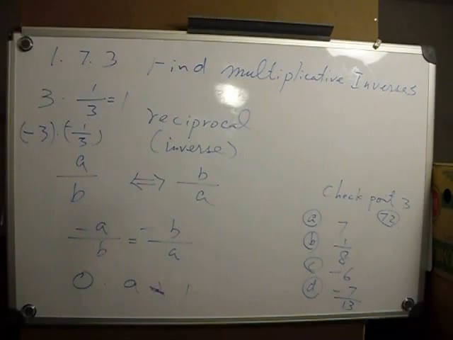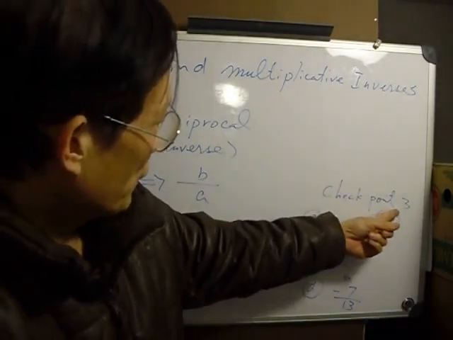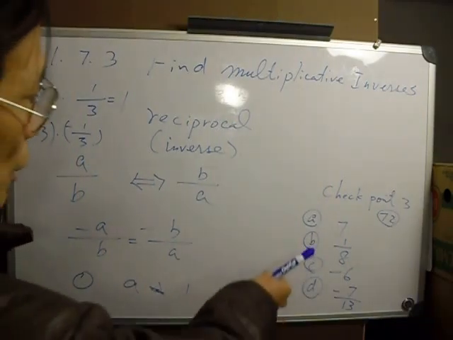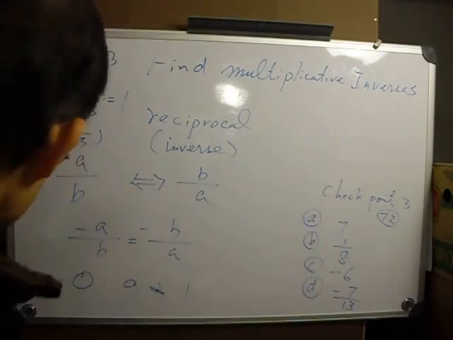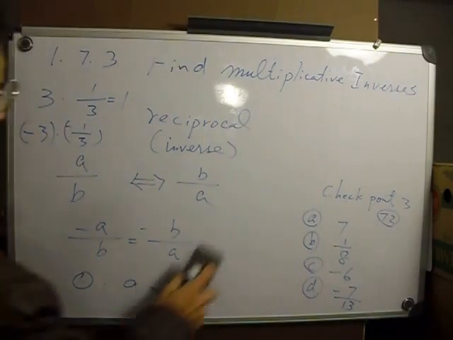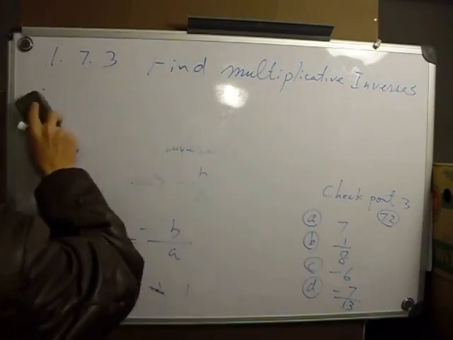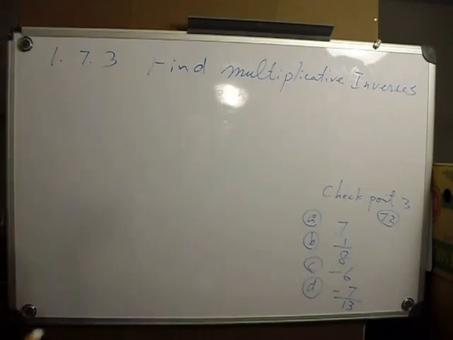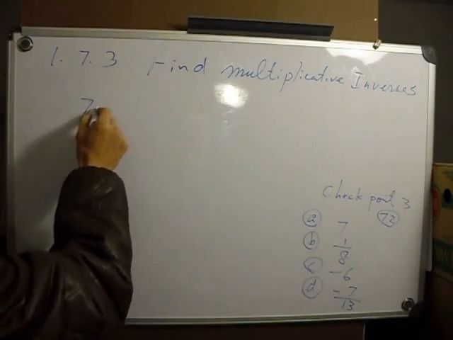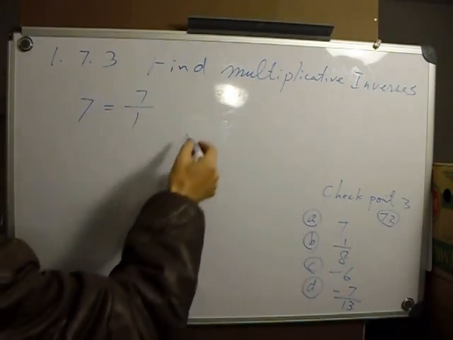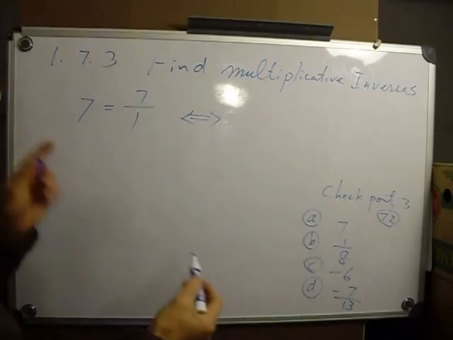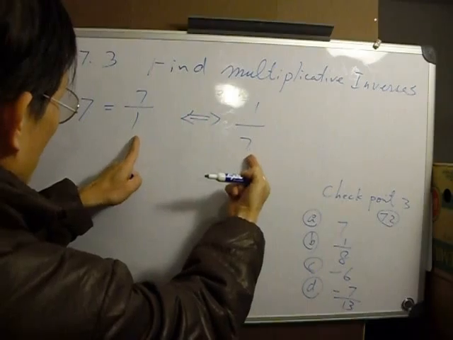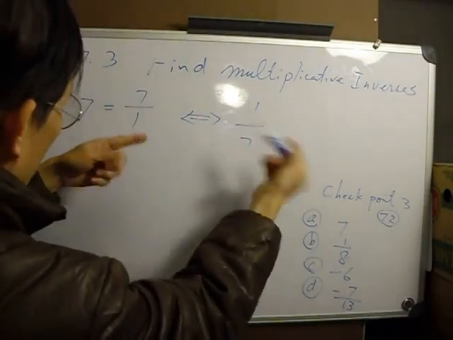So now we get into our checkpoint 3. This is our textbook page number 72. We have 4 examples, very simple examples. As you can see, a whole number. You can change that whole number into a fraction just by making the denominator equal 1. So in example A, 7 is 7 over 1. The multiplicative inverse, or reciprocal, is 7 put here, 1 here. As you can see, multiply these two fractions, just flip over, and you'll get a 1.